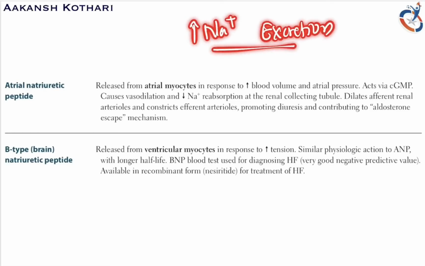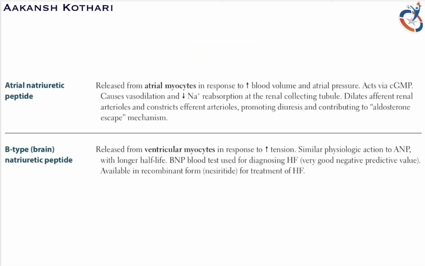Now since sodium is lost, water accompanies it and hence there is a decrease in the blood volume. So it majorly causes vasodilatation and decrease in the sodium reabsorption of the renal connecting tubule. Is this clear? Now, ANP dilates the afferent renal arterioles and constricts the efferent renal arterioles. Now, this leads to promotion of diuresis and this contributes to the aldosterone escape mechanism.